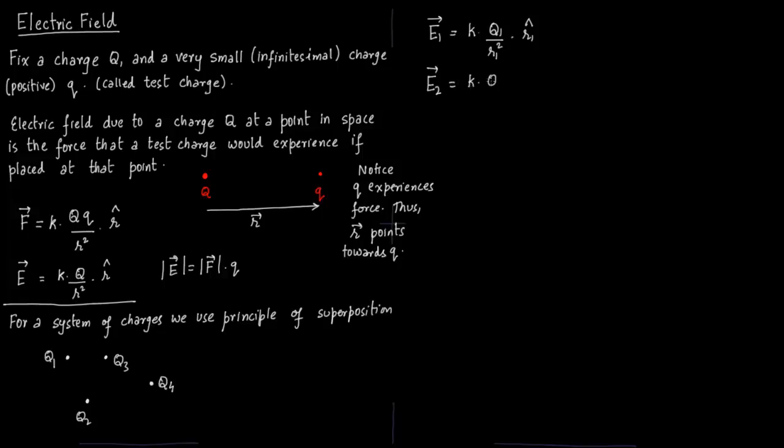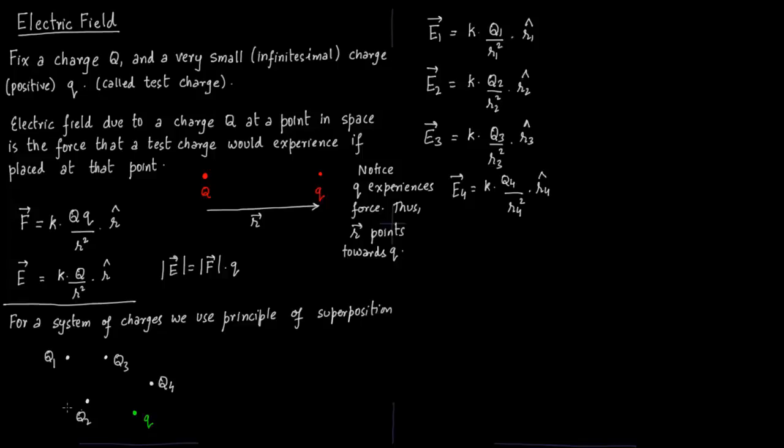Then E2 is K times Q2 over R2 square times R2 hat. Now again this R2 vector would denote the position of the test charge compared to Q2. For E3 you have K times Q3 over R3 square times R3 hat. Again this is the position of the test charge compared to Q3. And finally you will talk about the position of the test charge compared to Q4, and then you have the electric field there, K times Q4 divided by R4 square times R4 hat.